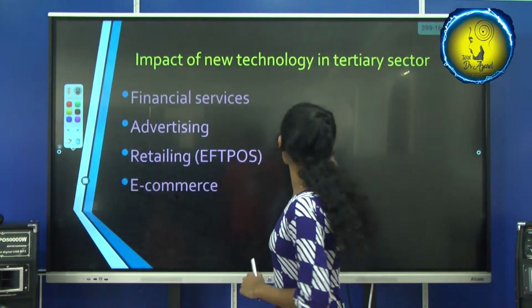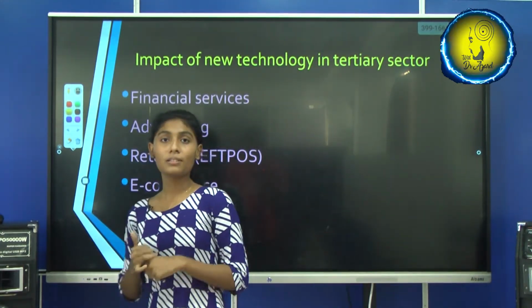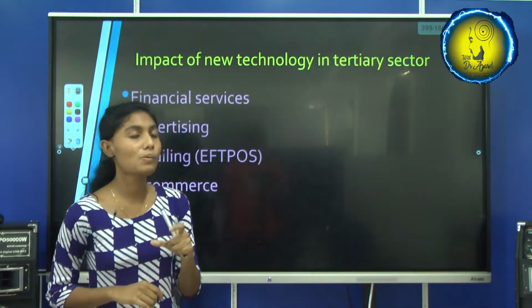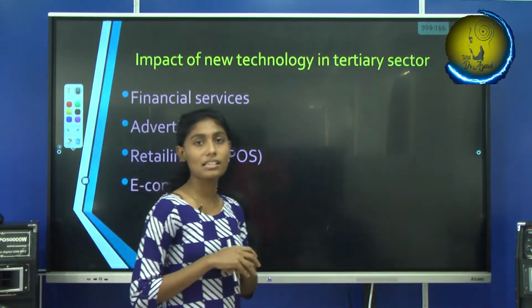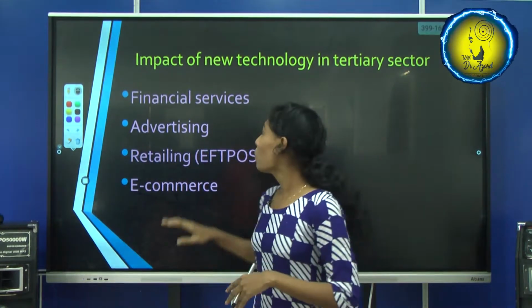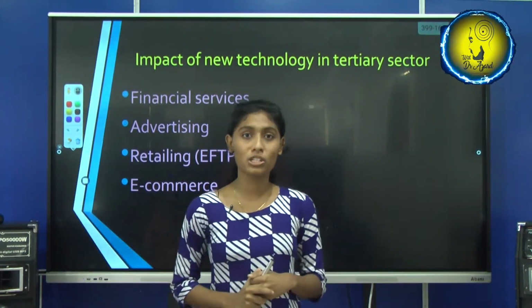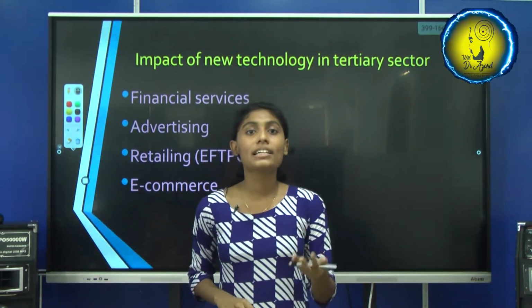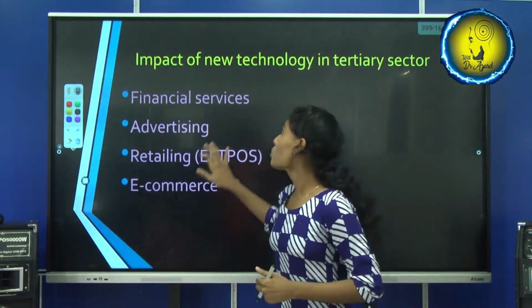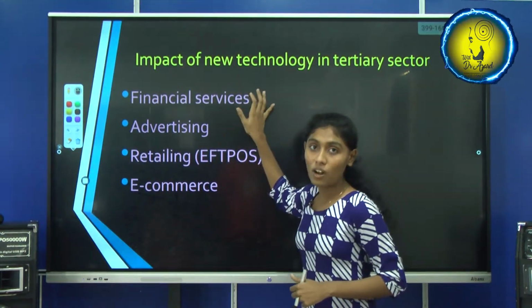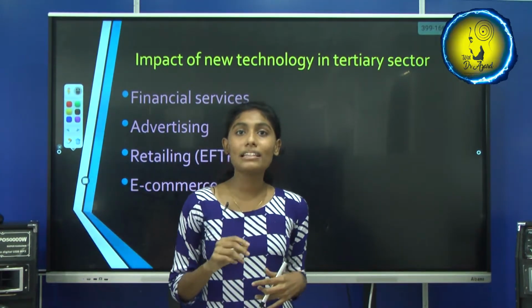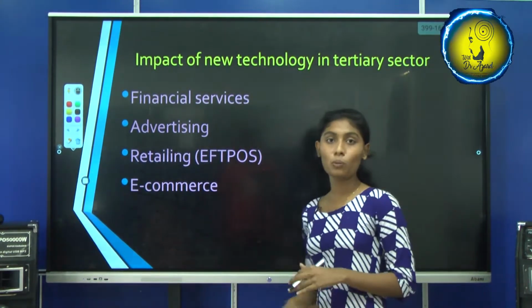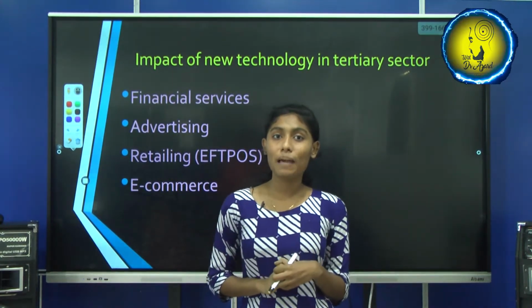Then we'll move to the third one. What are the technologies that we use in the service sector? For example, in financial services, what are the technologies that we use? The first one is the ATM machines. Using ATMs we can take cash 24/7. So that is because of technology. And nowadays we are very familiar with online banking. All these are because of technologies, new websites and online platforms.